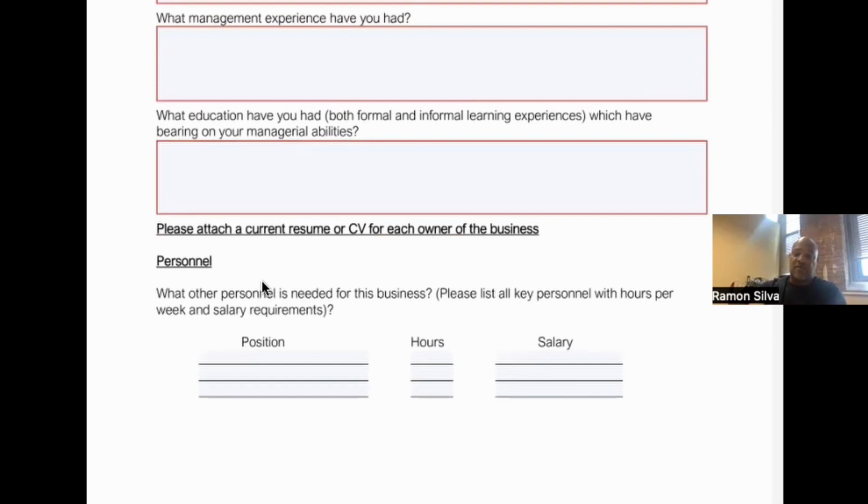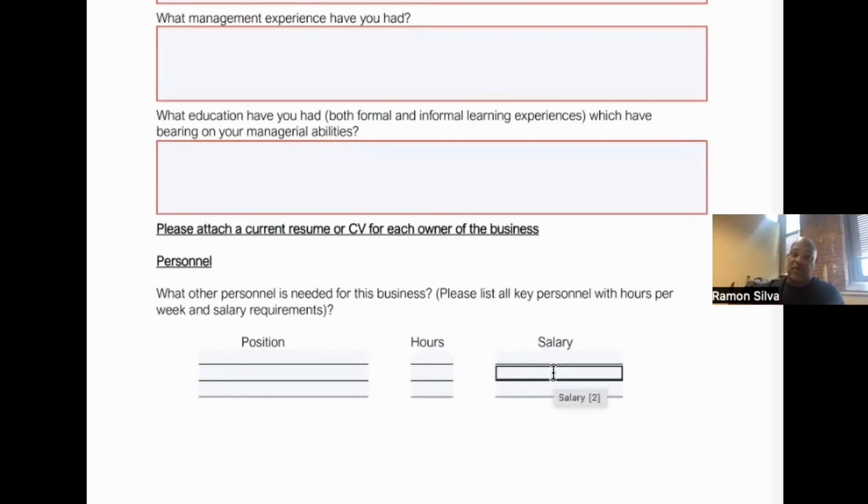If your business is hiring people other than you as the manager, we just ask some questions here about what those positions are that you're going to need to hire for, the estimated number of hours that they're going to work, and then whether it's hourly or weekly or salary, what is their projected pay?